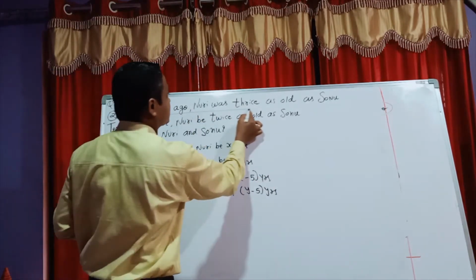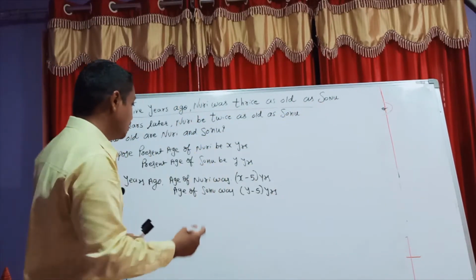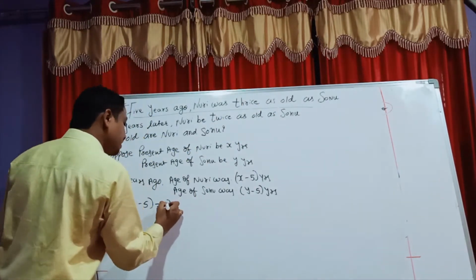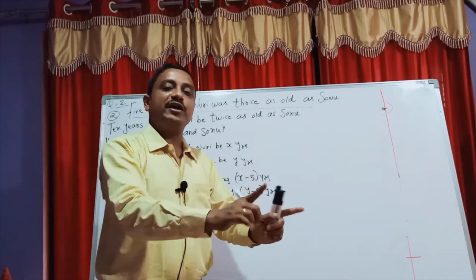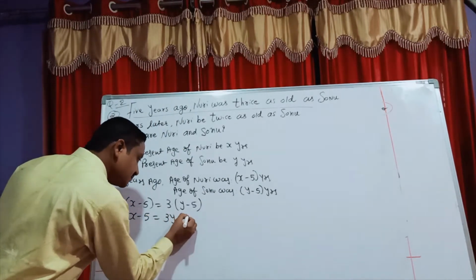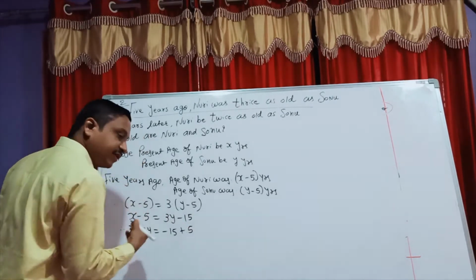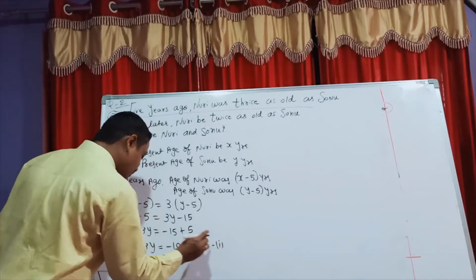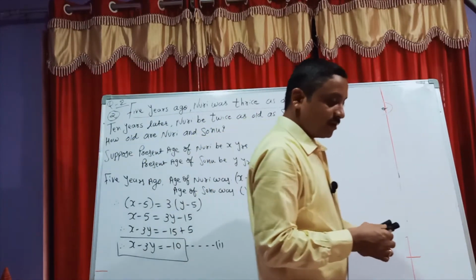Now students, read these lines. 5 years ago Nuri was thrice as old as Sonu, means Nuri's age becomes how many times? Thrice means 3 times the age of Sonu, but both are taking 5 years before. So x minus 5 equals 3y minus 15. So x minus 3y equals minus 15 plus 5. So you get x minus 3y is equal to minus 10. That's my first equation. And here the first equation, students, is happily done.